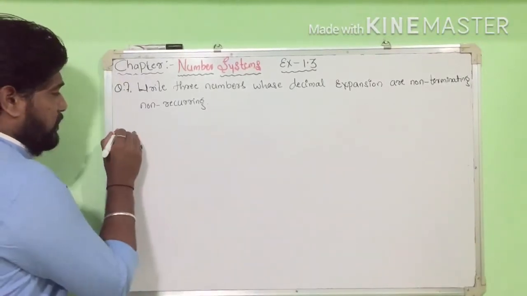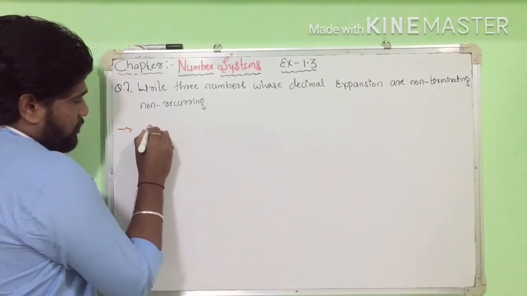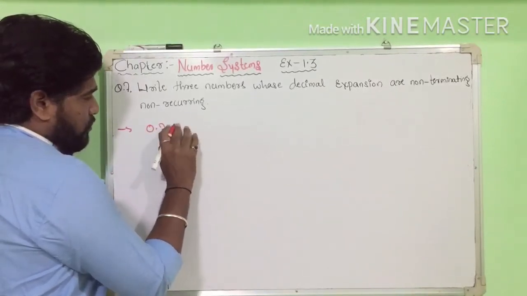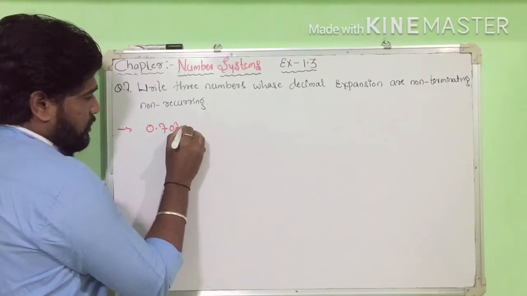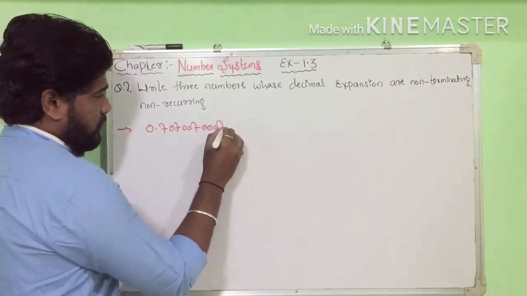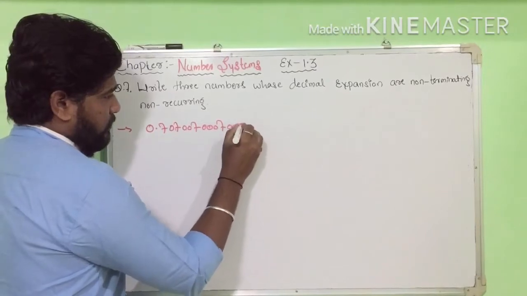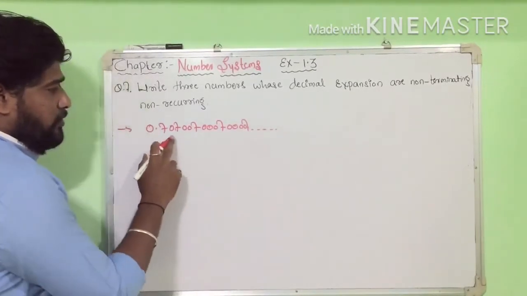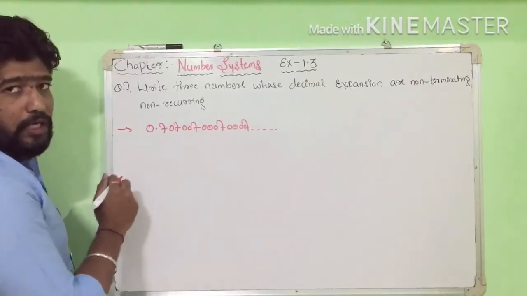So let me write one example here, 0.707, 007, 0007, 407 and so on. So it is non-terminating. Is it clear?